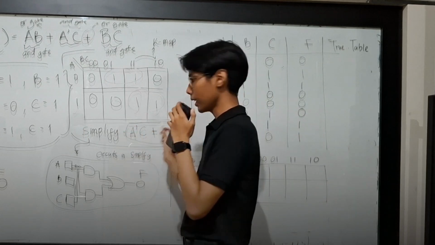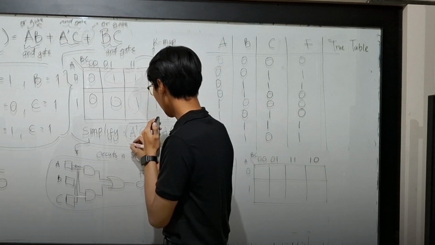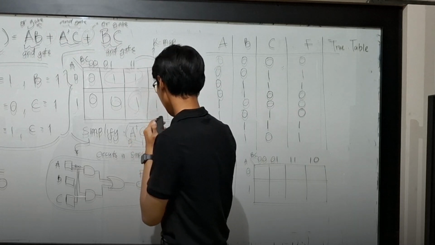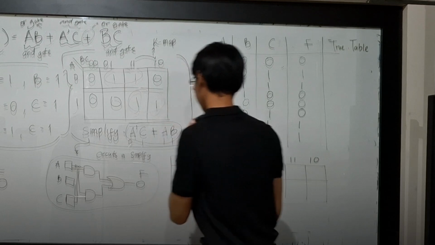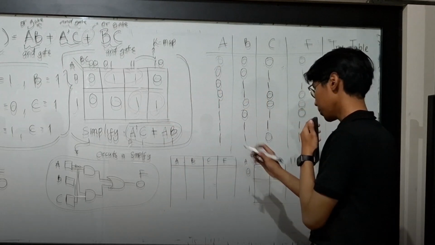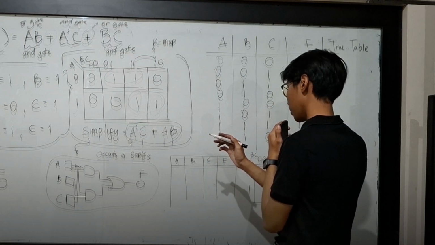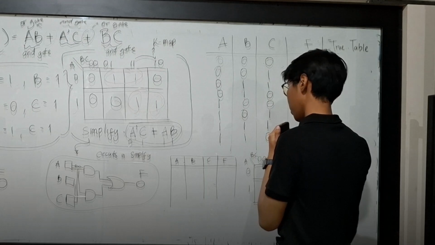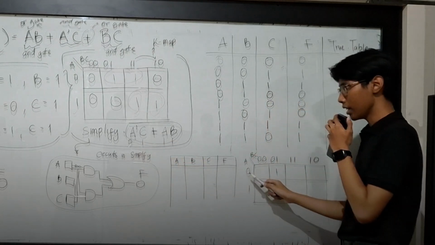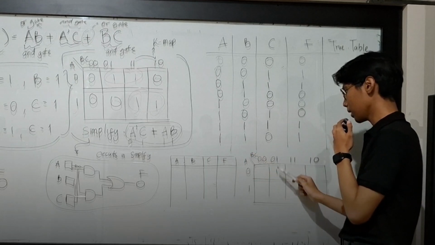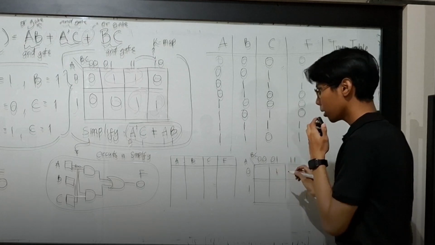In this expression, A inverse equals 0, C equals 1, plus A equals 1, B equals 1. So, A inverse times C, A is 0 and C is 1. Okay, in here I draw 1.